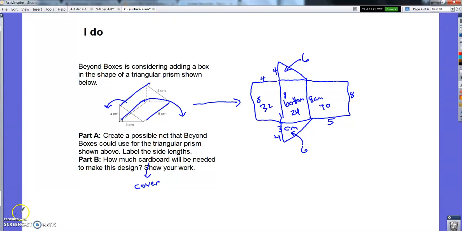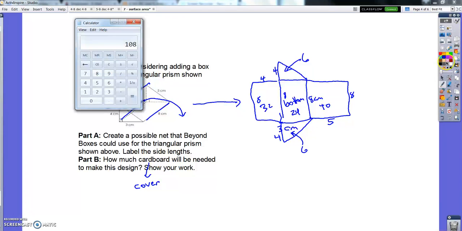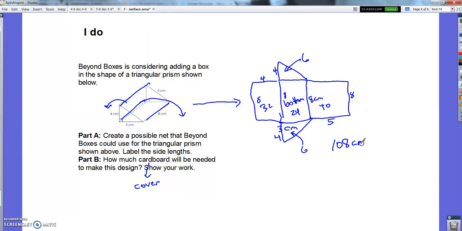All right, I'll pause real quick so I don't waste too much time and add them up. And looks like if I add up all the sides together, I get 108 square centimeters of cardboard.